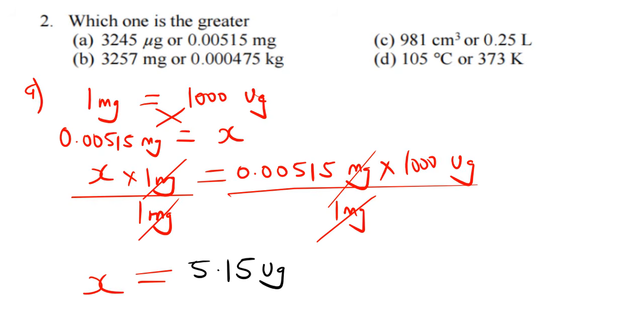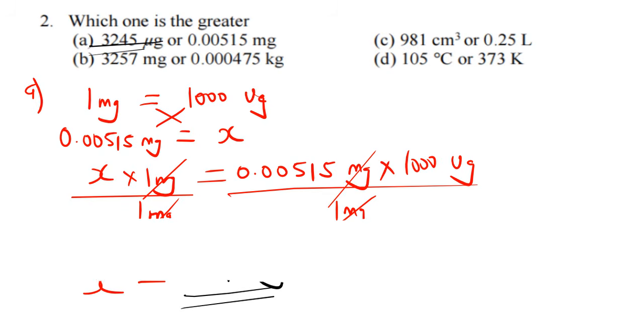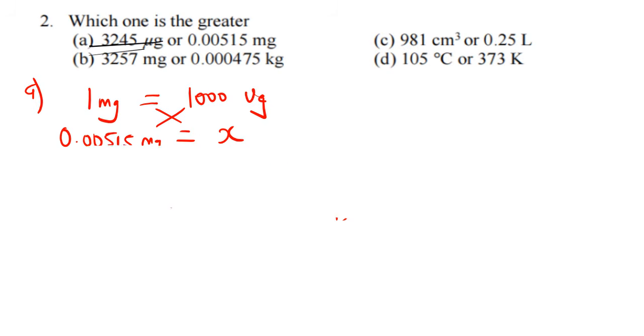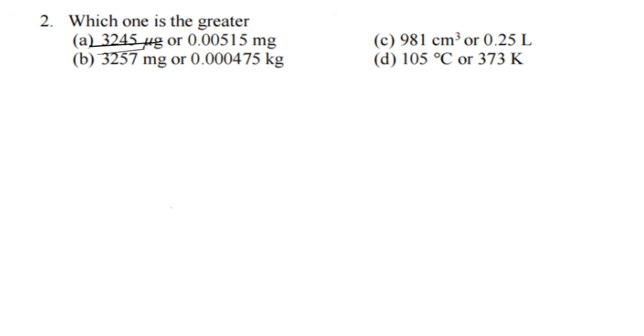micrograms. Okay, now the question will be for us to now compare. Okay, so this, is it greater than 3245? We are able to see that the 3245 micrograms is greater. Okay, so in this case, the greater one is the one that starts with 3. So the one we just found is less.